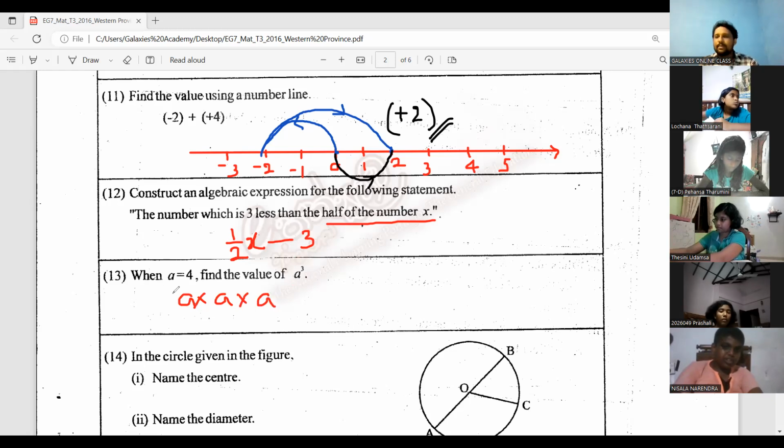Then we can substitute a equals 4. 4 multiply 4. Then what is the answer? 4 times 4, 16. 16 times 4, 64.